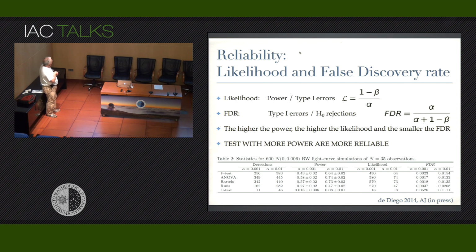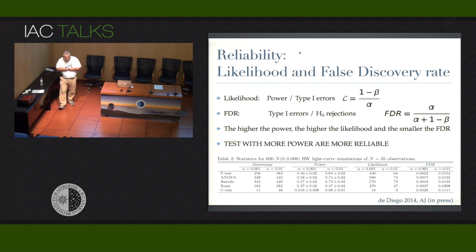You have that the power, for example, at 1% is 64 and 74, and your likelihood is 74 and 64, and the false discovery rate is 0.133 and 0.154. So what does it mean?